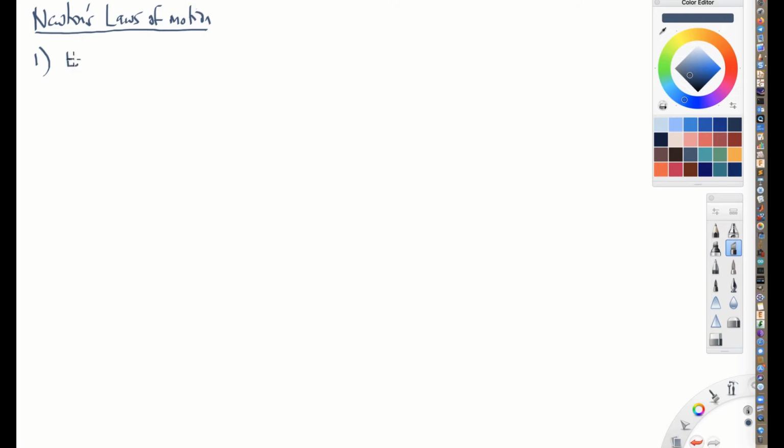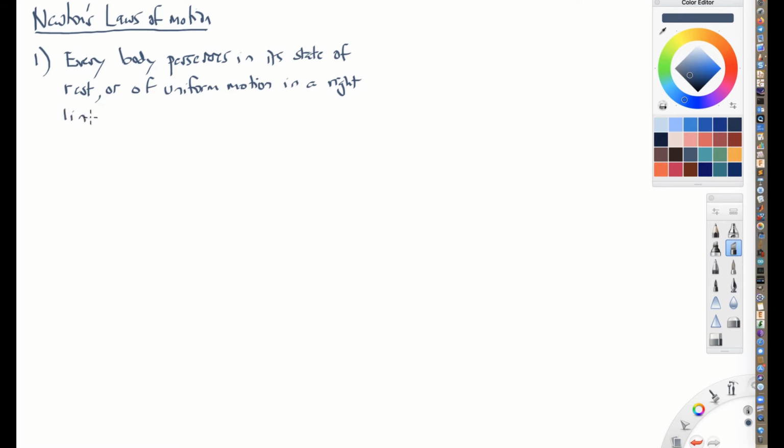I'm going to write this out. He says that every body perseveres in its state of rest or of uniform motion in a right line. He uses the word right line. We would probably say a straight line, but that's okay. Unless it is compelled to change that state by forces impressed thereon.